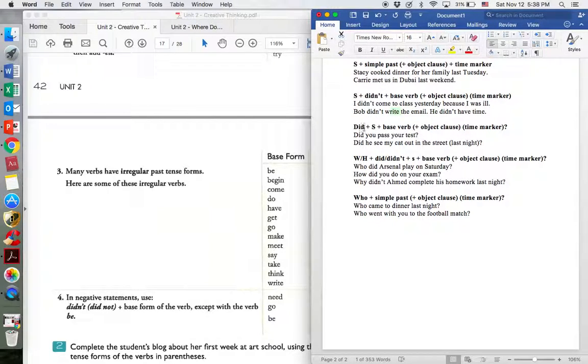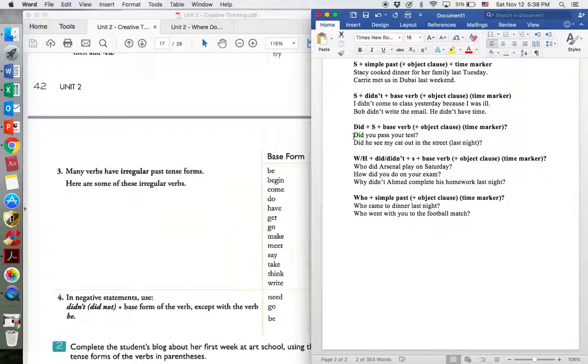To make questions, did plus the subject, base verb. Again, we're going to make the past tense with did. We only need one past tense verb, so the active verb is going to stay base. Optional object clause and time marker. Did you pass your test, or did you pass your tests last week?